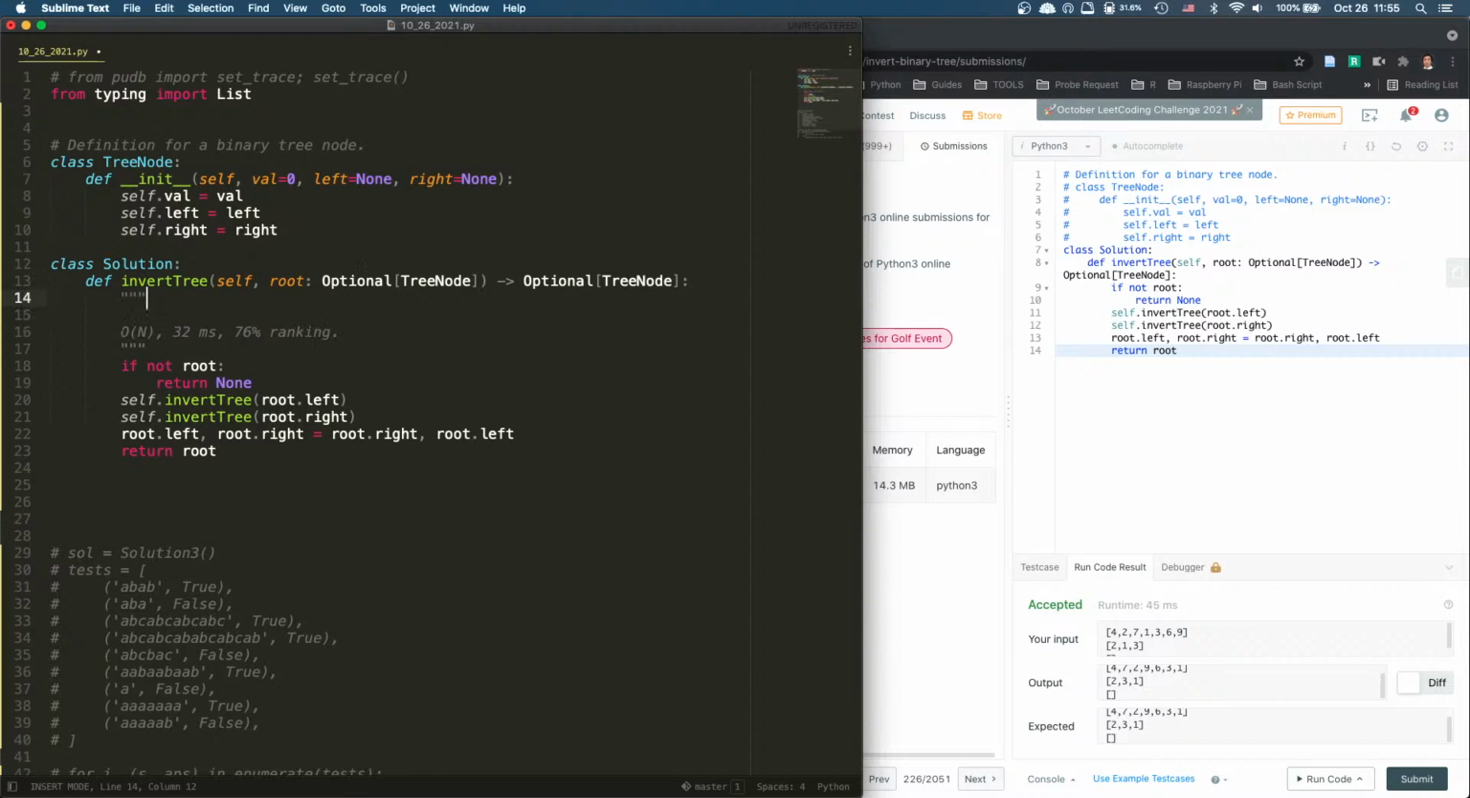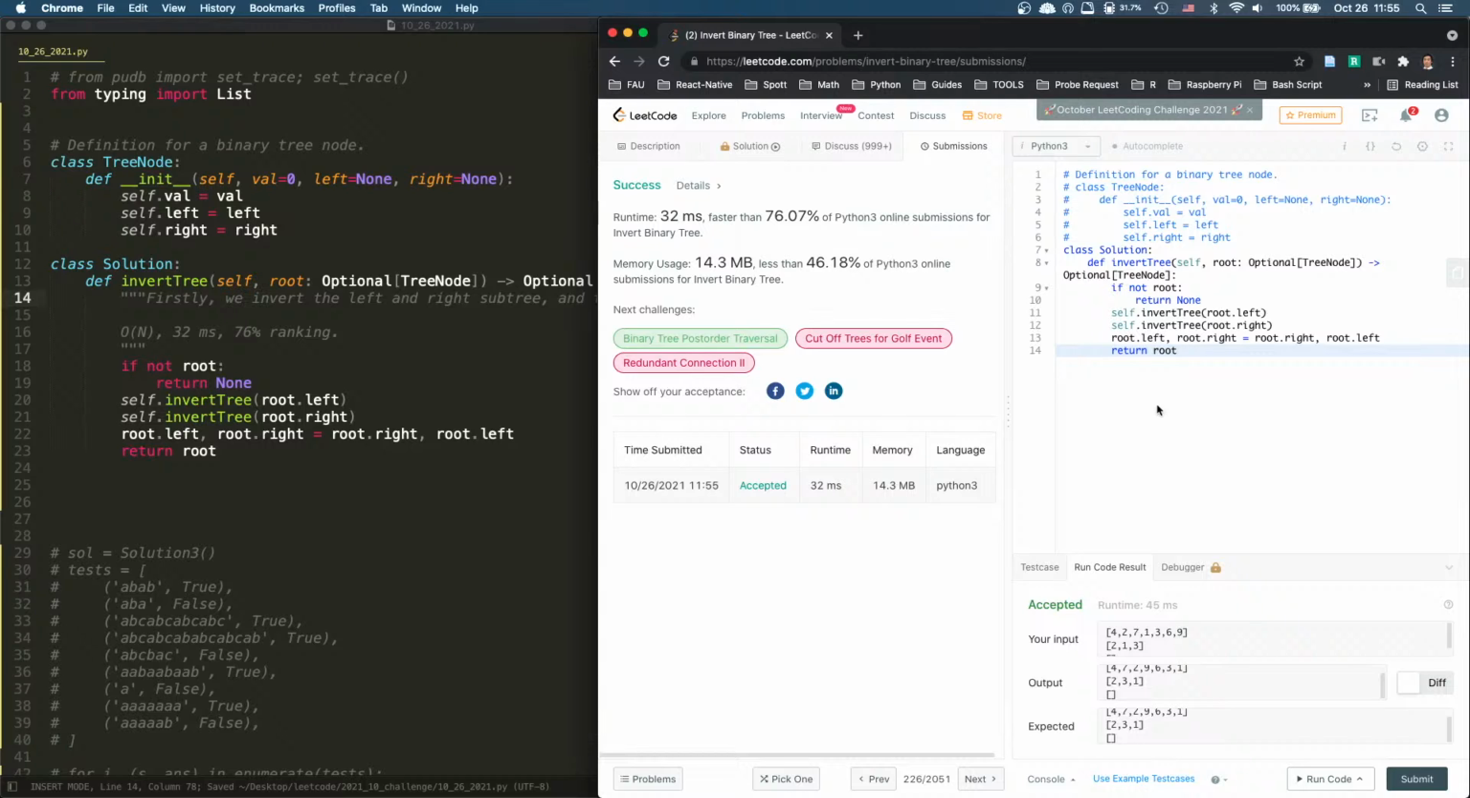Let's write something here. So we firstly invert the left and the right subtree, and then swap them. Yeah, that's it. That's all I want to say. Okay, so we're done. Let's roll another question then. Let's roll another one.